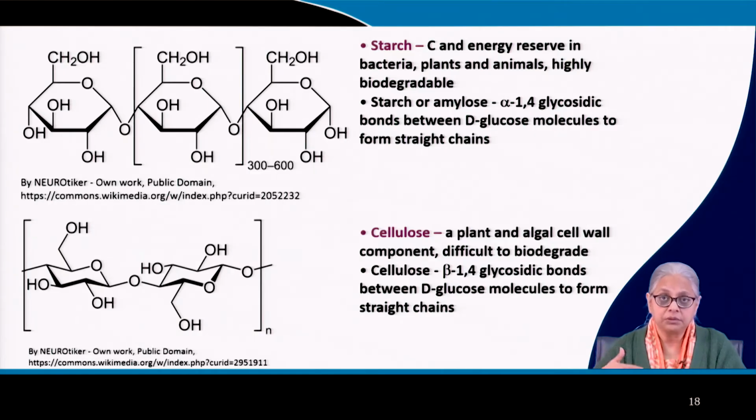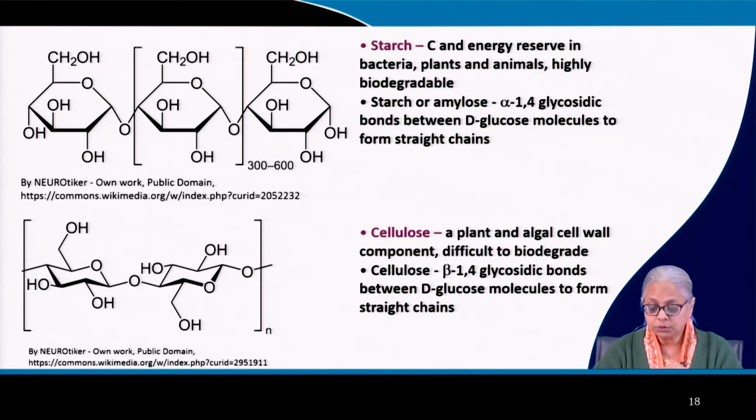When you eat rice and potatoes, you get a very quick energy release. So they are extremely good reserves of carbon and energy, not just for us, but for bacteria, for plants, for other animals. They are highly biodegradable, and they are basically polymers formed by alpha 1,4 glycosidic bonds. So starch, or amylose as it is also called, is basically nothing but D-glucose molecules that form straight chains.